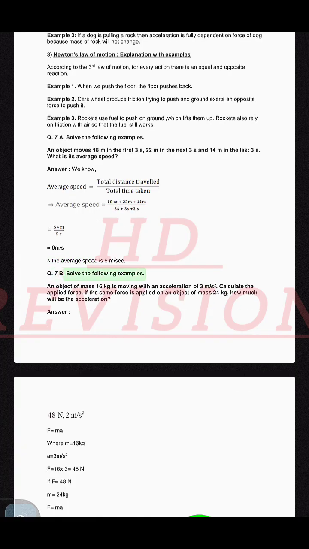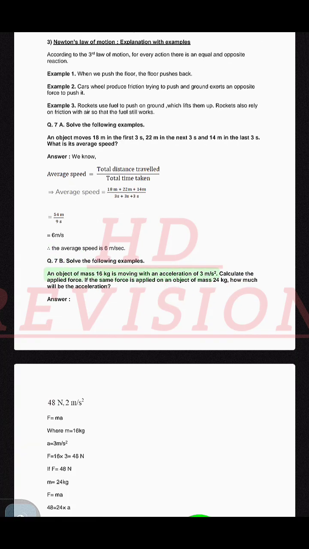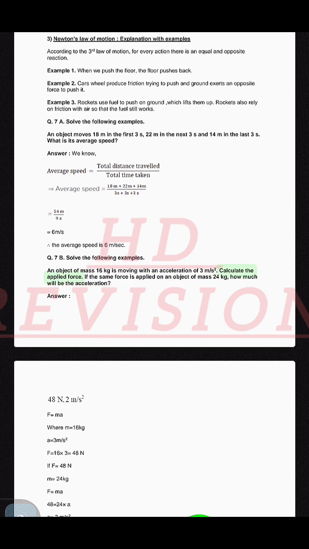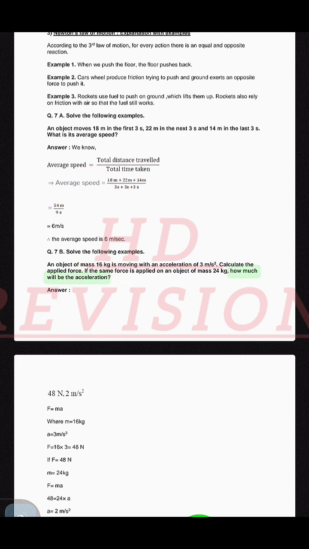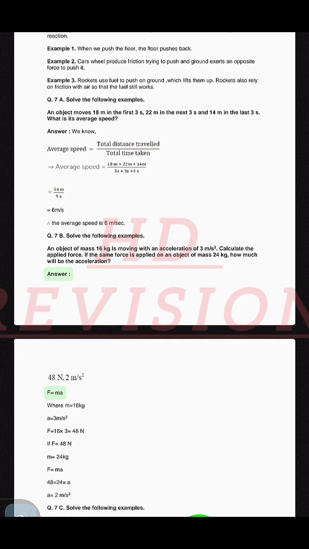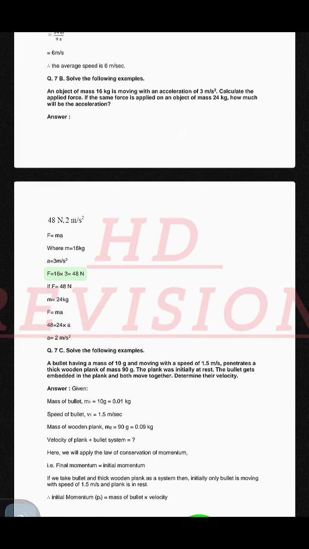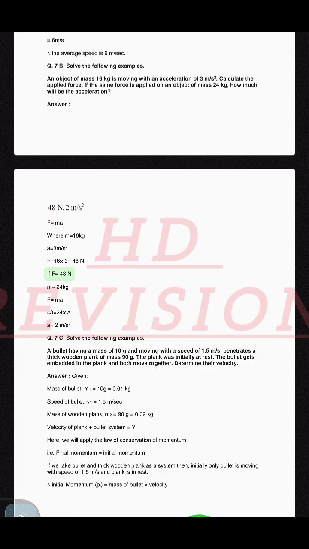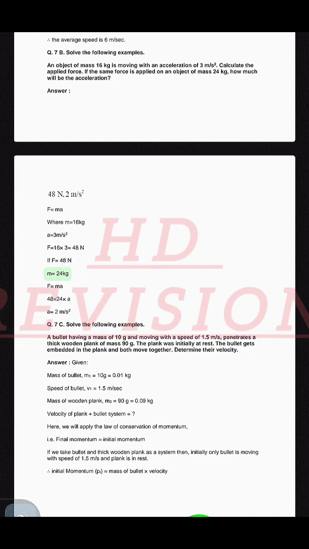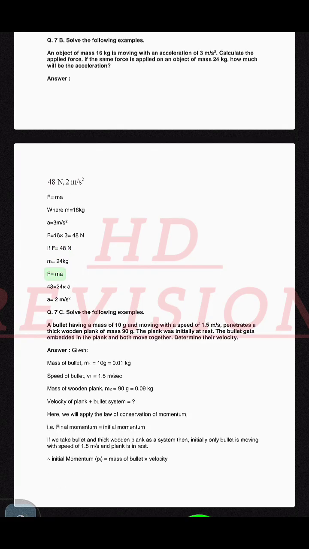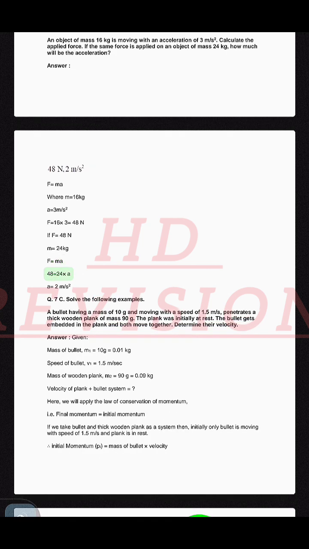Q7b. Solve the following examples. An object of mass 16 kilograms is moving with an acceleration of 3. Calculate the applied force. If the same force is applied on an object of mass 24 kilograms, how much will be the acceleration? Answer: F equals ma, where m equals 16 kilograms, a equals 3. F equals 16 times 3 equals 48 N. If F equals 48 N, m equals 24 kilograms, F equals ma, 48 equals 24 times a.